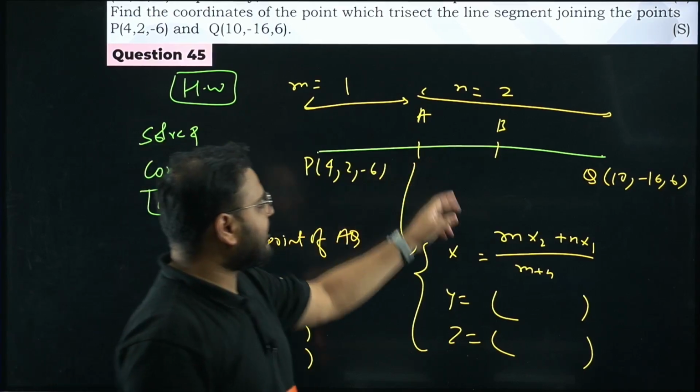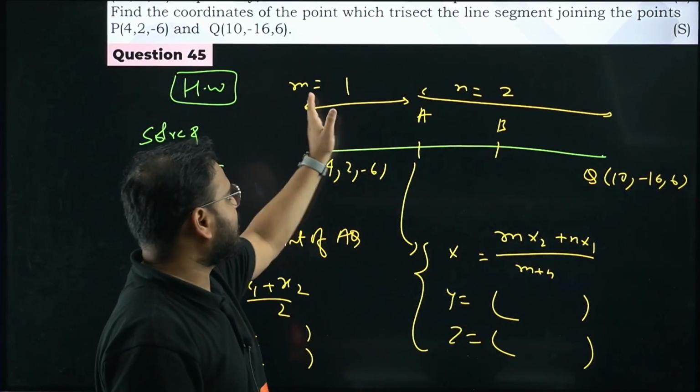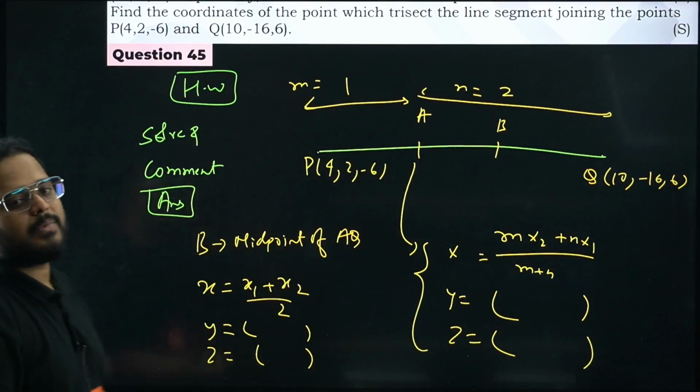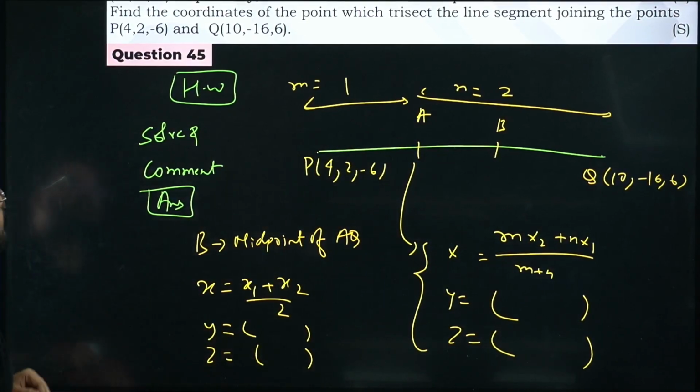So for the A point, use the section formula, okay, with the ratio 1:2, and for B point, use the midpoint formula for A and Q points, okay. Please check. This is clear. Let's move on to question number 46.